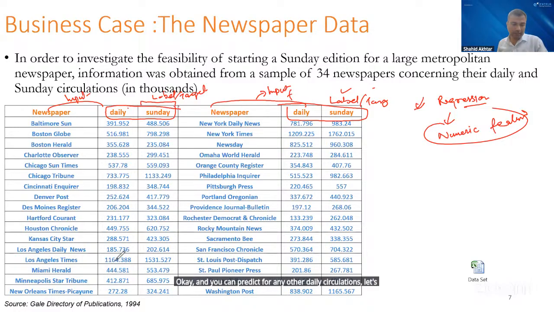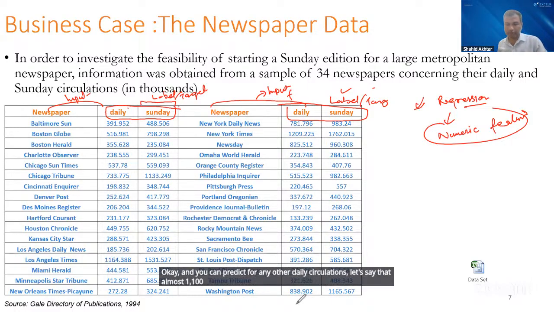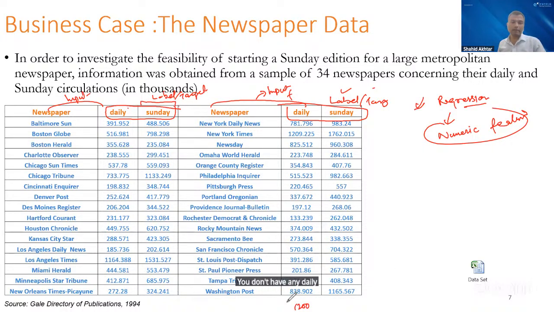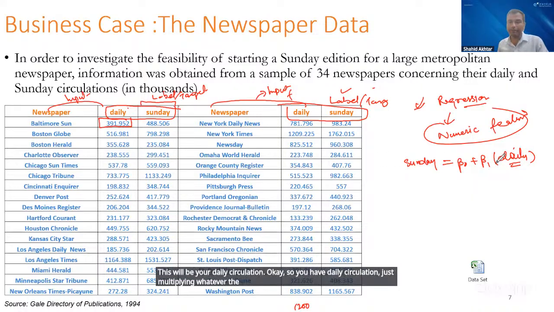Let's say that almost 1100 we have in these things. Let's say that for 1200 you don't have any daily circulation. Now if you got a relationship, you got a regression line, that will be something like that. You will find Sunday circulation, and this will be your daily circulation. So just multiply whatever daily circulation you have with these two unknown features you have to find. Basically, first you have to calculate this thing.